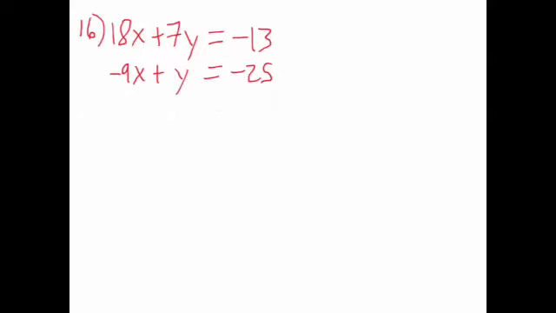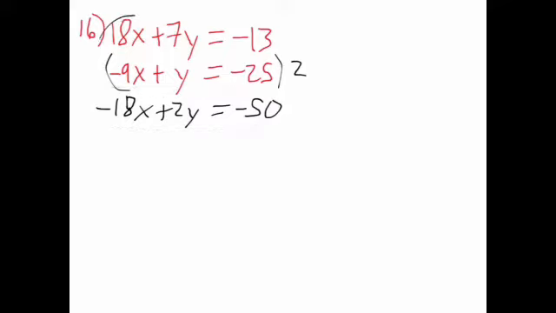Moving on to 16, looking at these ones, I noticed that, again, my x coefficients are fairly similar. If I just take that entire second one and times it by 2, I'll get negative 18x plus 2y equals negative 50, which is fine because I want to take my first equation and add this one because the x's will cancel out, they'll make 0. So I'm going to just add this new equation that I just made by taking my second one and times it by 2.